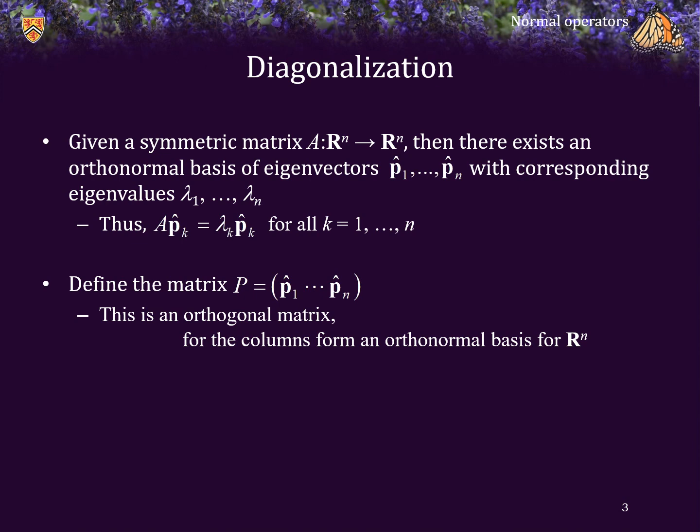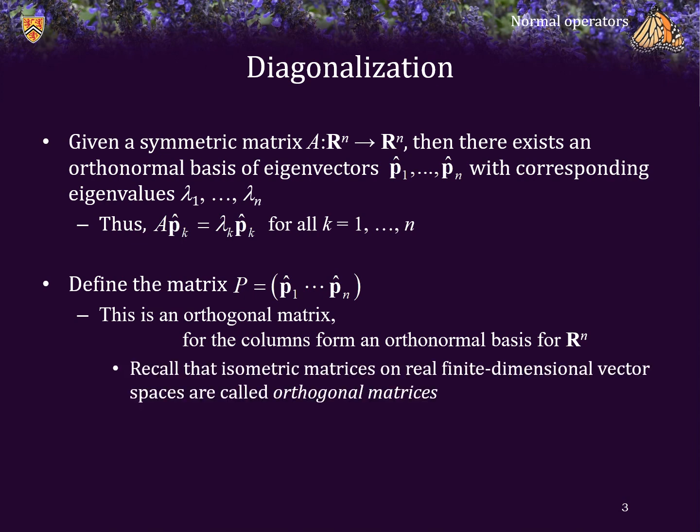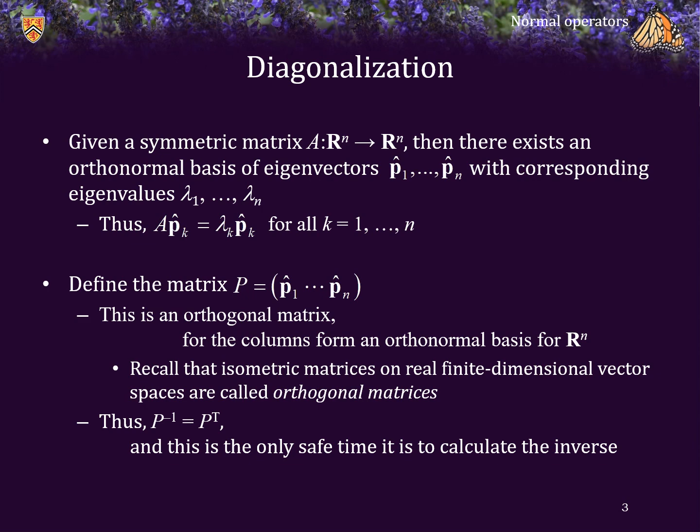Incidentally, so do the rows. And you will recall that isometric matrices on real finite dimensional vector spaces are called orthogonal matrices. Consequently, the inverse of an orthogonal matrix is the transpose. And this is in fact the only safe time one can actually guarantee calculating the inverse with no issue of numerical instability.